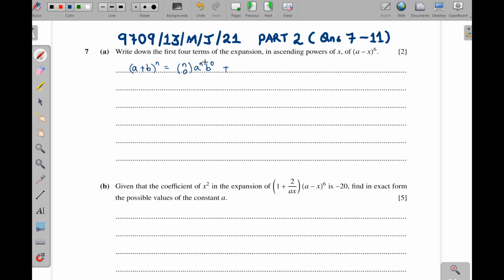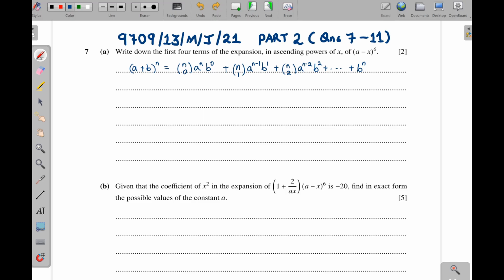Now for the next terms, the power of a keeps on reducing as the power of b increases by 1. So n combination 1, then a to the power of n minus 1, b picks that power, then n combination 2, a to the power of n minus 2, then b to the power of 2, and it continues until the power of a becomes 0 and the power of b becomes n. This is for n being a positive integer.